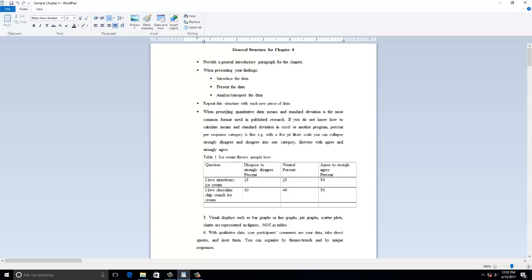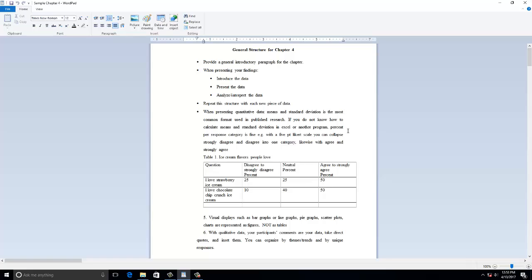Okay? When you present quantitative data, means and standard deviation is the most common format used in published research. I know it's not quite the same as what Mertler says. Median is not necessarily the best way to display your data, particularly if you understand what standard deviation means. For the purposes of class, if you don't know how to calculate a mean and standard deviation in a program like Excel, percent per response category is fine.